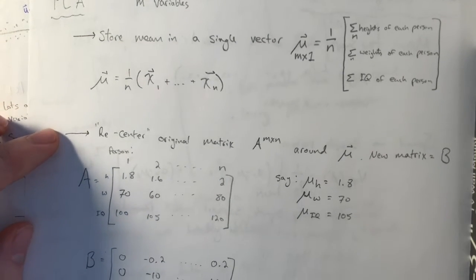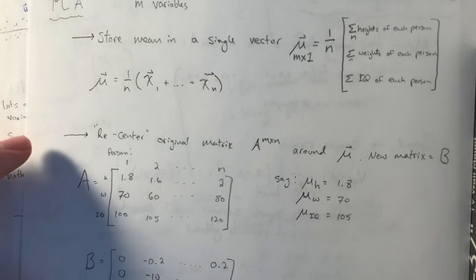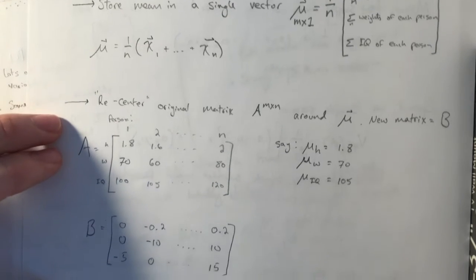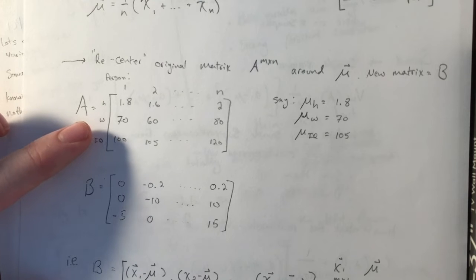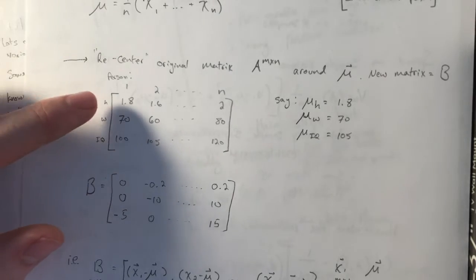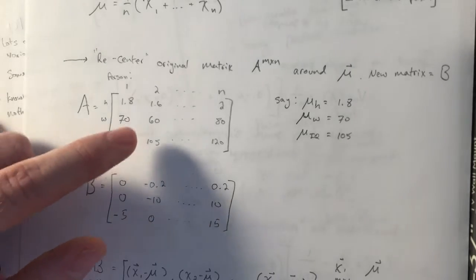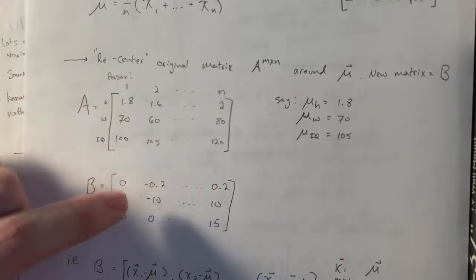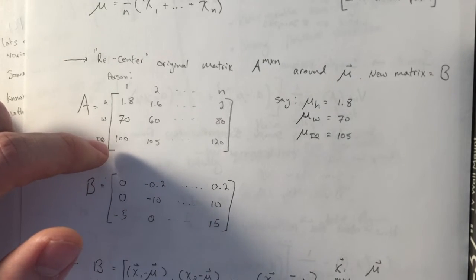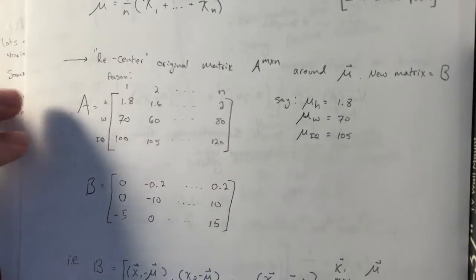Now we want to recenter the original matrix. Let's say this is height, weight, IQ for all of our n people. For PCA, we want to recenter all these values around the mean. So if this is our original matrix A, B would be that recentered matrix. So we can see, okay, 1.8 minus the average height, that's 0. Let's see, 1.6 minus the average height would be minus 0.2 for person 2, and so on here. Let's say IQ is 100 for this person, average IQ is 105. Subtract the mean, we'll get minus 5. So you see how that works.